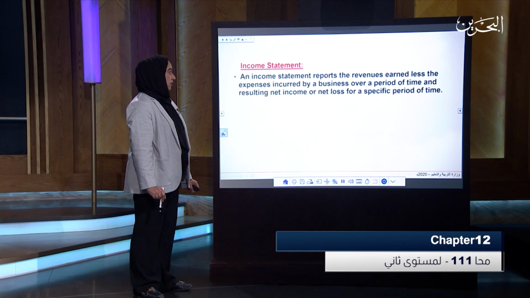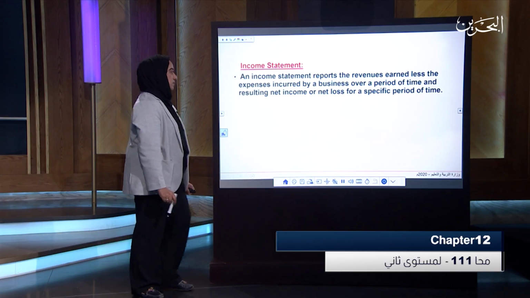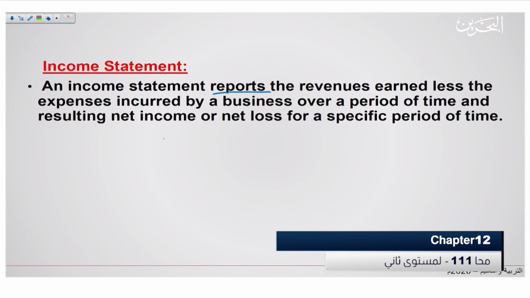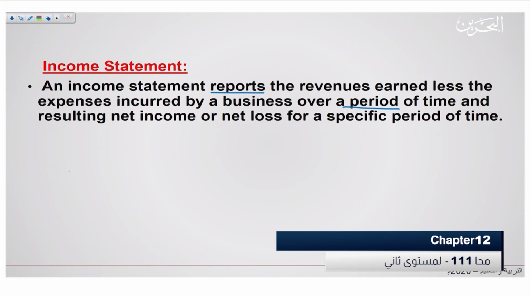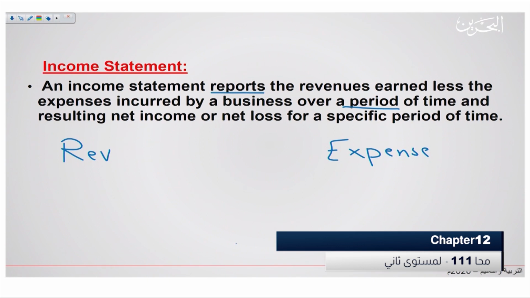First, what is an income statement? Income statement is a report. It is prepared for a period of time, like at the end of the month, end of 3 months, or at the end of the year, or as it is required from the manager. What are we going to include in this report? We are going to add all the revenues in the company and all the expenses in our company.